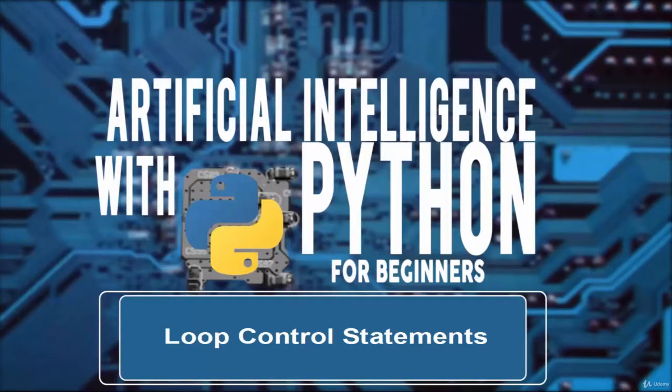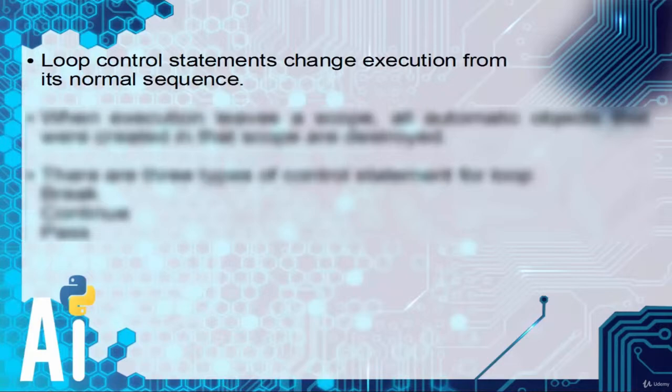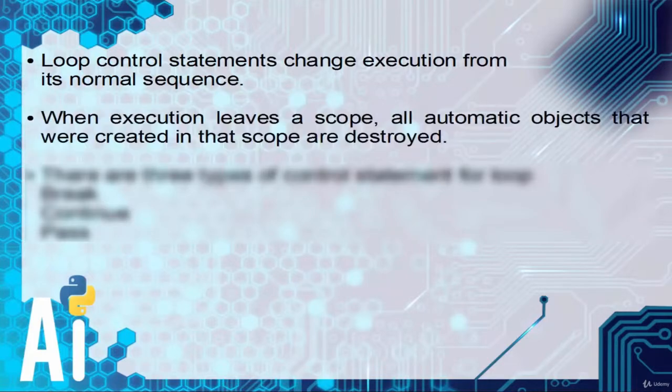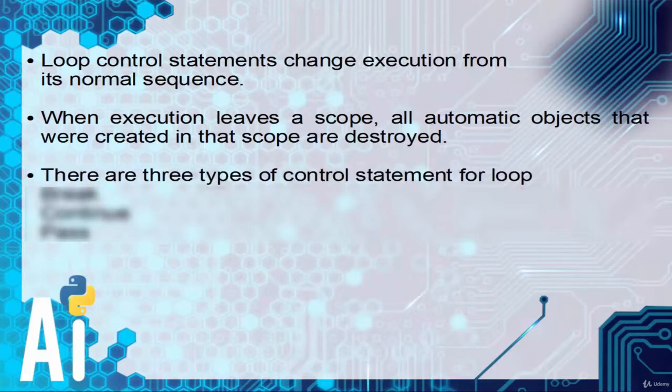Welcome. In this video we will learn about loop control statements. Loop control statements change execution from its normal sequence. When execution leaves a scope, all automatic objects that were created in that scope are destroyed. There are three types of control statement for loop: break, continue and pass.